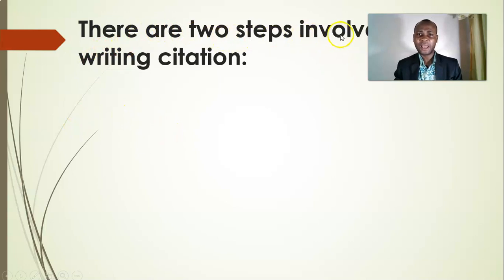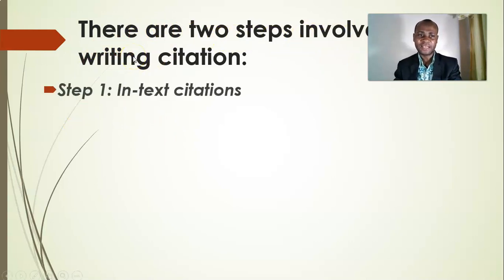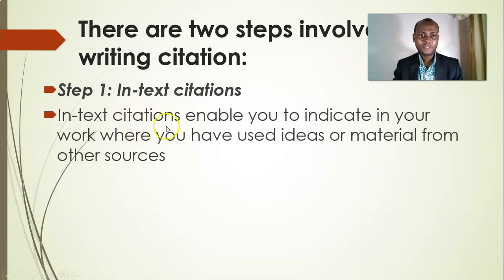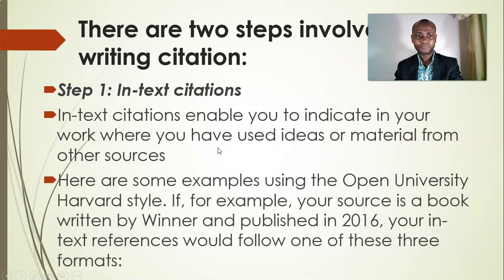So there are two steps involved in writing citation. Number one is the in-text citation. In-text citation enables you to indicate in your work where you have used ideas or material from other sources. Here are some common examples using the Open Harvard style. So this is an example from the Open Harvard style. It might not be the same for APA.